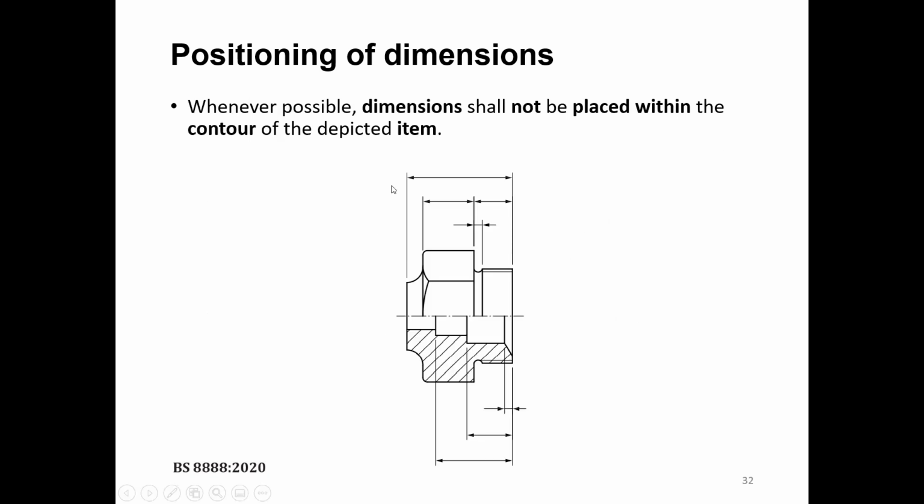Also, whenever possible, dimensions shouldn't be placed within the contour of the depicted item. So, for example, here you see all the dimensions are placed outside of the part itself. These dimensions, this one, this one, this one, and that one here as well, are all placed outside. So if you were to add this dimension at this location, and this dimension somewhere here, and this one somewhere here, included within the contour of the part, it would be more confusing. So it's better to place all the dimensions outside of the part.